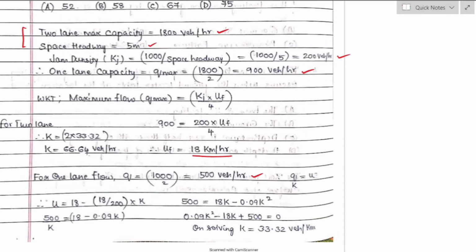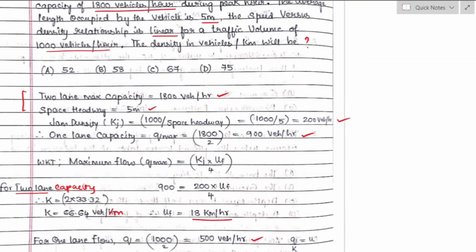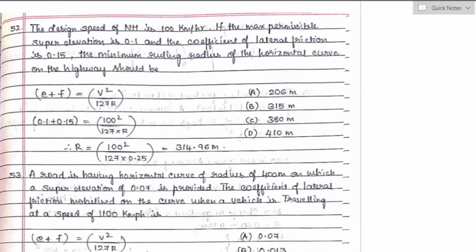Therefore, on substituting this, U is equal to 18 minus 18 divided by 200 times the density of the vehicles. The density will be 33.32 vehicles per kilometer. So it is required to calculate for 2-lane capacity. So the density of the vehicles will be 2 times 33.32 vehicles per kilometer. So it is 66.64 vehicles per kilometer. Option C is the right answer, 67.